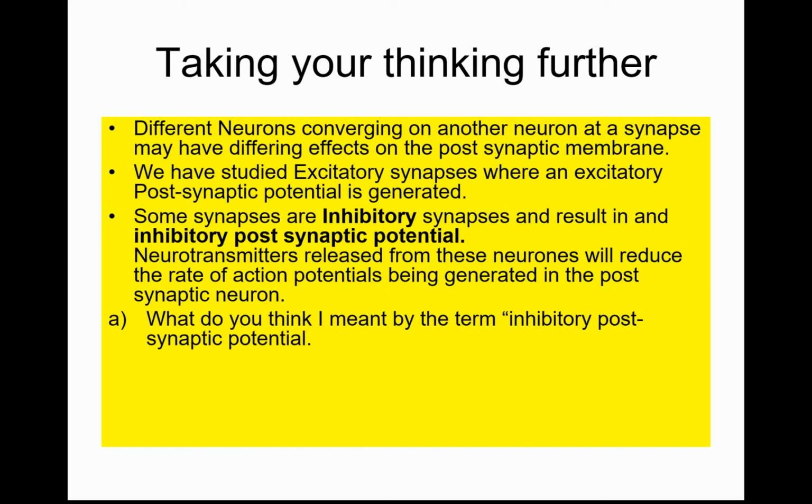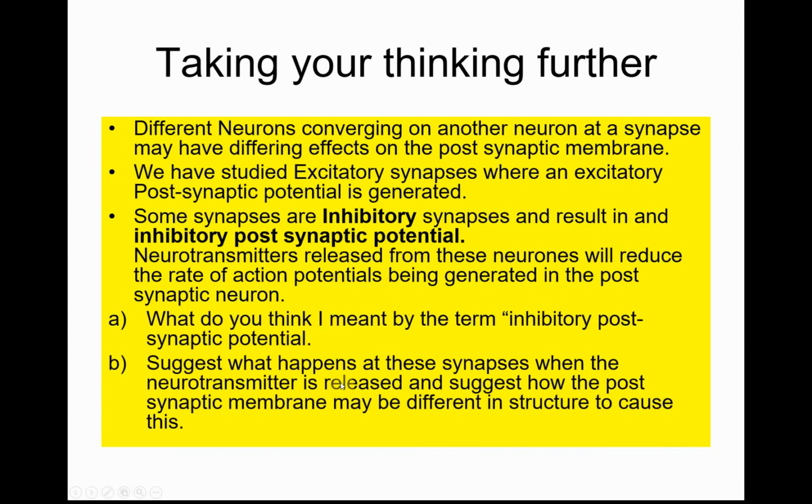So what do we mean by the term inhibitory postsynaptic potential? How is that different to an excitatory one? And what happens at these synapses when neurotransmitter is released, and how might the postsynaptic membrane structure be different? You can answer that all together because it links together. So have a think about those questions and we'll come back to this next lesson, and then we're going to spend a lot more time next lesson looking at application of this knowledge and understanding of synapses. Okay, thanks.